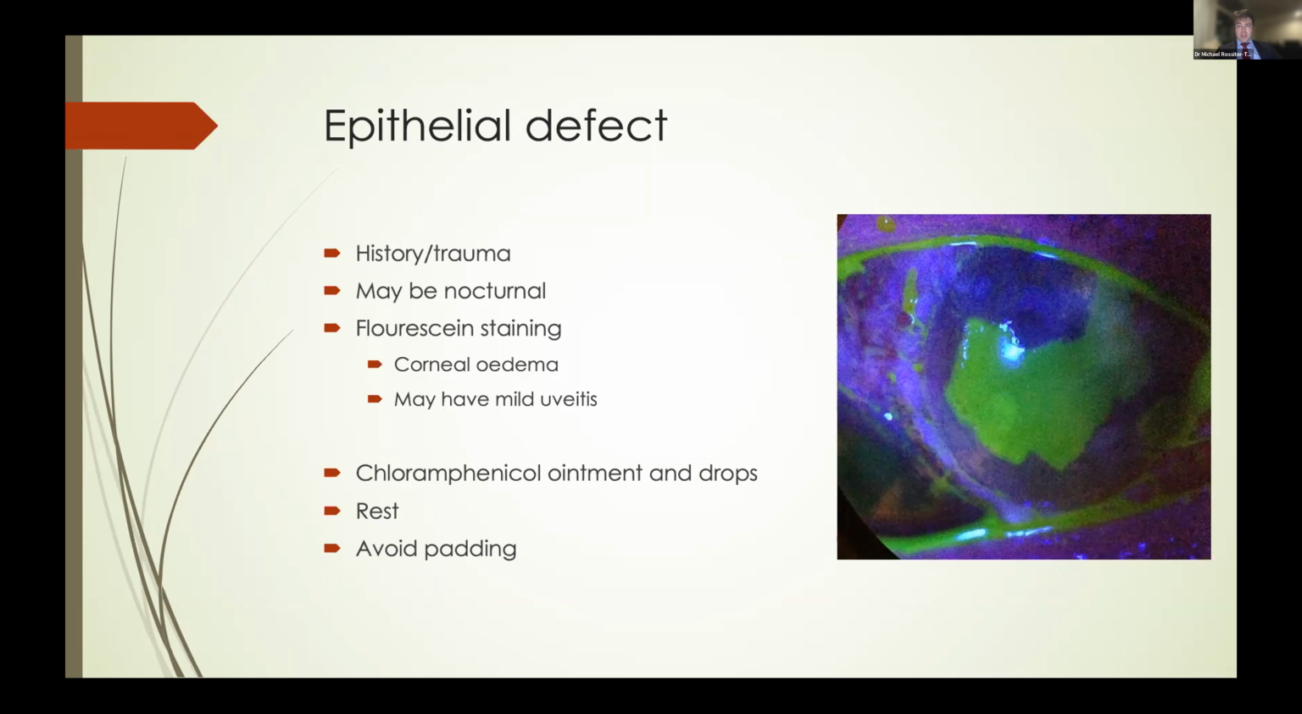The key thing is that it will be visible with fluorescein staining and a cobalt blue light, if you have access to that. If the defect is large enough, it will also be associated with corneal edema, which may be appreciated as a diffuse haze of the cornea. In some cases, a mild uveitis will be present, although this is not the predominant feature. It's treated with chloramphenicol ointment and drops, rest. In general, we avoid padding or patching the eye in case the presence of the patch may actually exacerbate the injury while the eye is uncomfortable and painful.